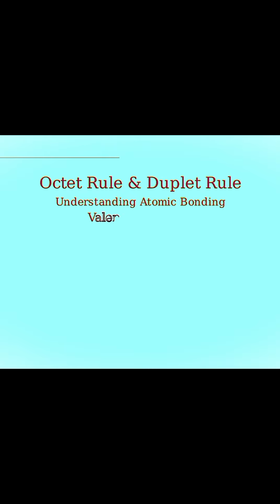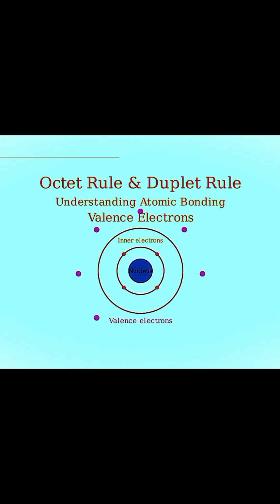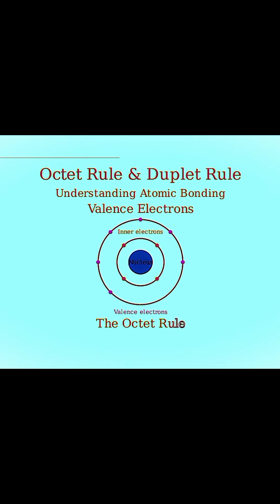another. To understand these rules, we first need to talk about valence electrons. Valence electrons are the electrons in the outermost shell of an atom. These are the electrons that participate in bonding. Now, let's discuss the octet rule.